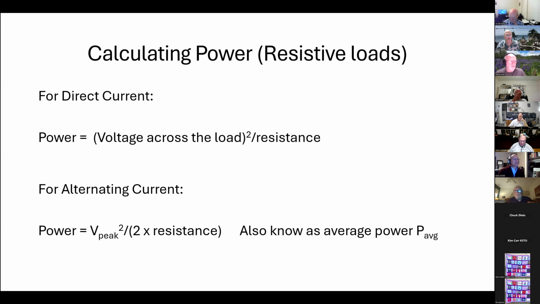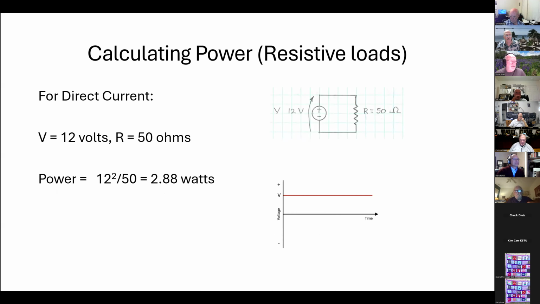You take the peak voltage, square it, and divide it by 2 times the resistance. Now, I'm not going to go through the math to show that, but that is known as average power. So, simple examples: 12 volts across 50 ohms, 12 squared over 50 is 2.88. Here is a little circuit diagram showing the convention for voltage and the waveform.